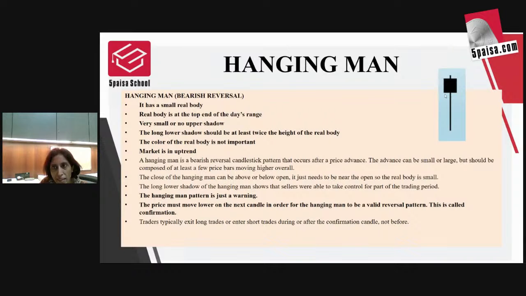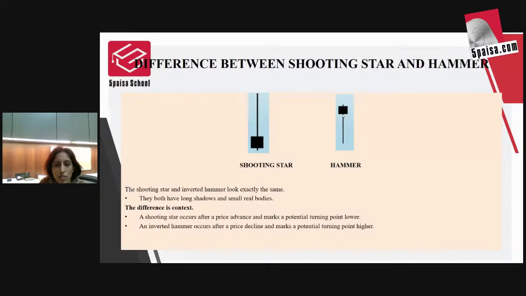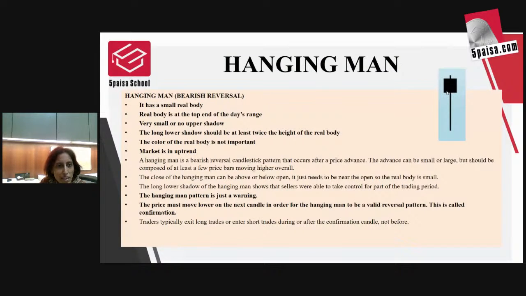So the hanging man is again referring to a bearish reversal. It again has a small real body like the hammer. The real body is at the top end of the range. Just to take you through the hammer, this was a hammer. Again, the hanging man very much looks like a hammer, and you witness a small or no upper shadow, whereas the lower shadow is long, which should be at least twice the height of the real body. Again, in this case, the color of the real body is insignificant.